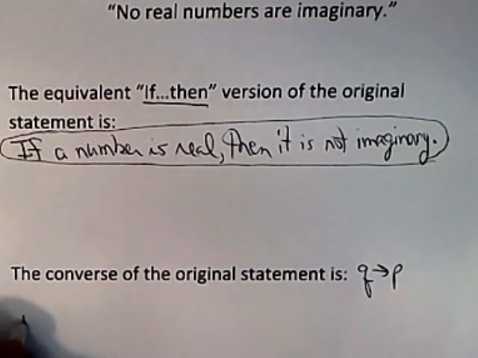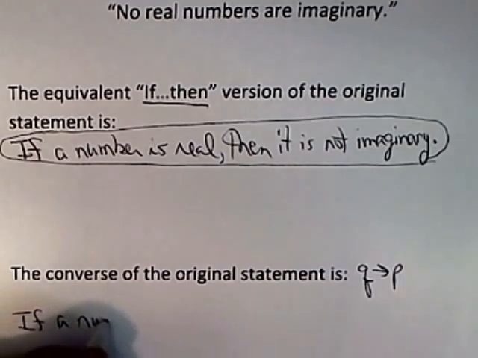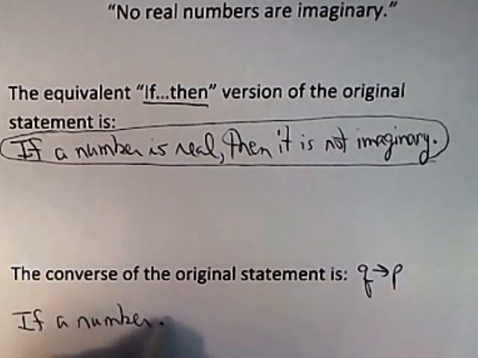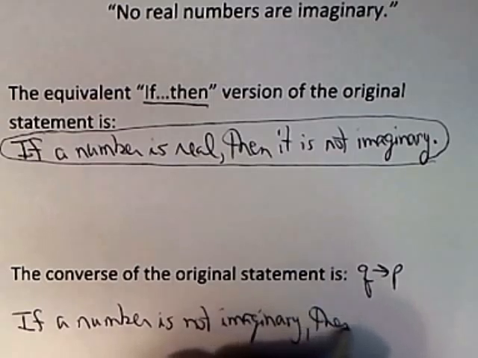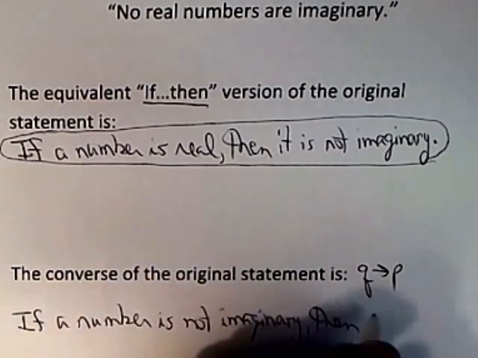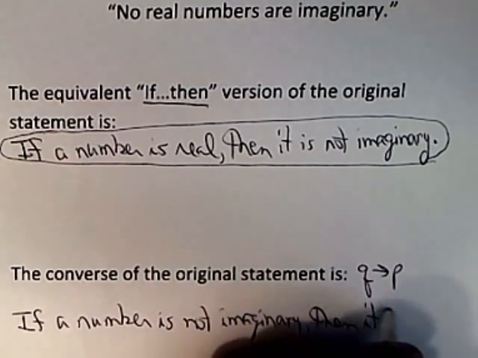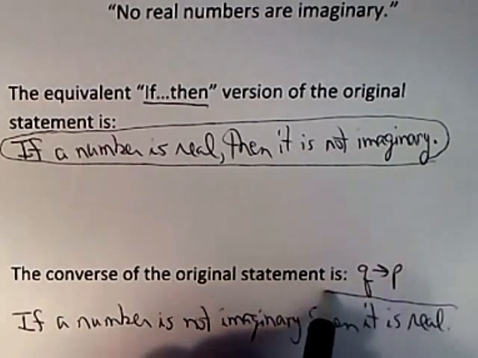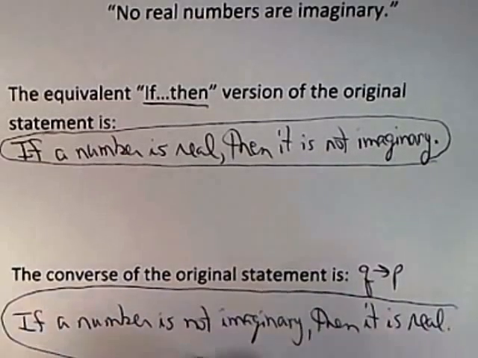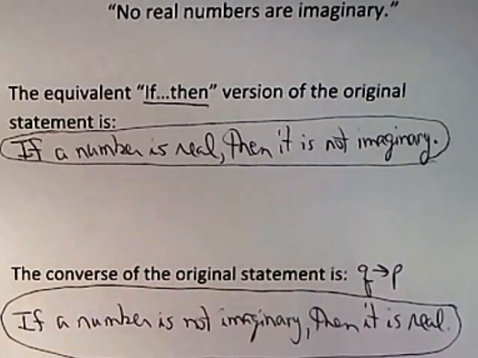So the converse would be if a number is not imaginary, then it is real. And all I've done there is reverse the roles of P and Q, which is what a converse does.